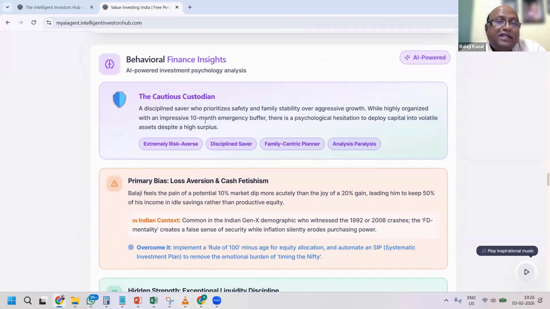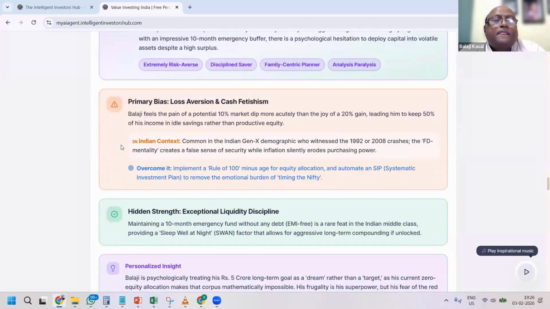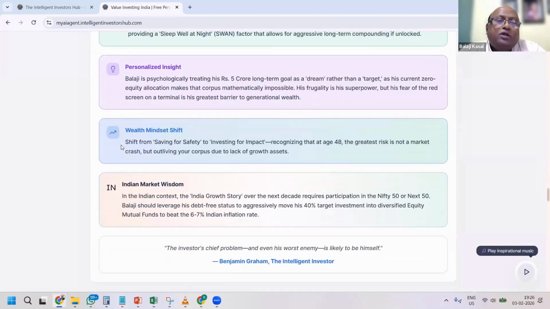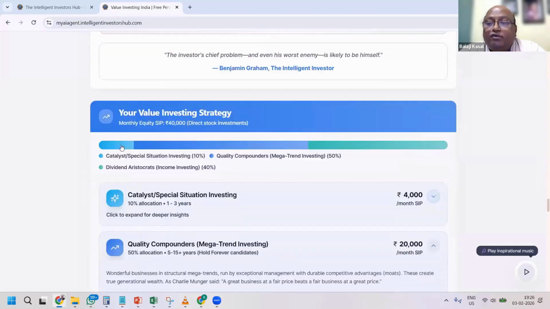Disciplined saver, okay, I'm a cautious custodian because I took a moderate risk, someone who prioritizes safety and family stability over aggressive growth, while highly organized with a massive 10-month emergency buffer, which I have shown. Here is a psychological hesitation to deploy capital into volatile assets. Because I showed more leaning towards savings and of course the moderate risk, that way it is showing, and giving the typical keywords for that. Primary bias, loss aversion, and so forth.